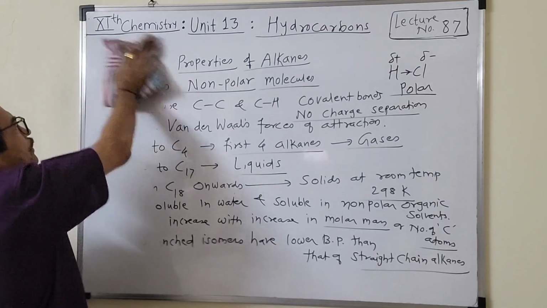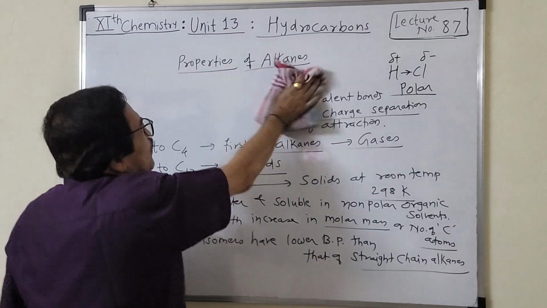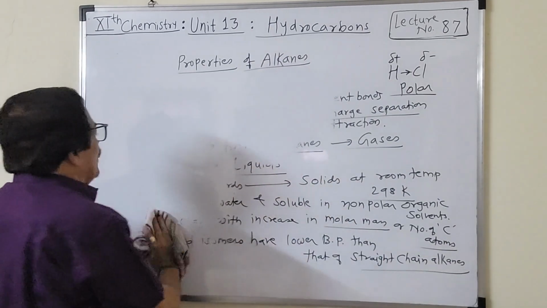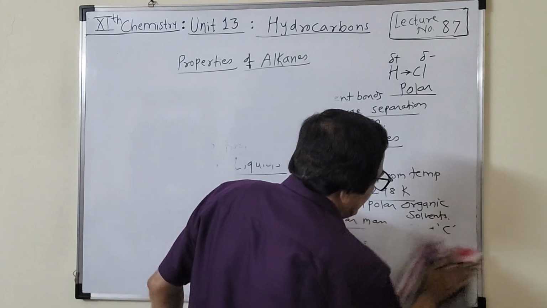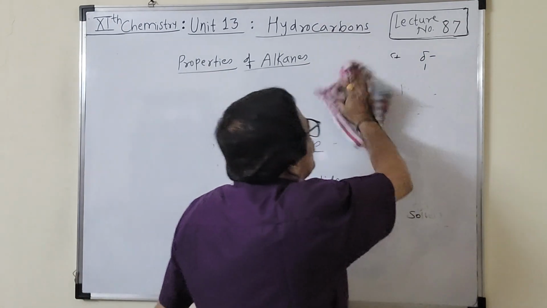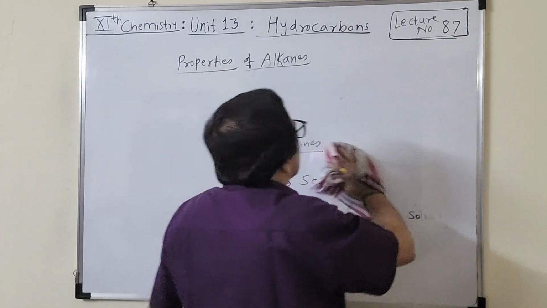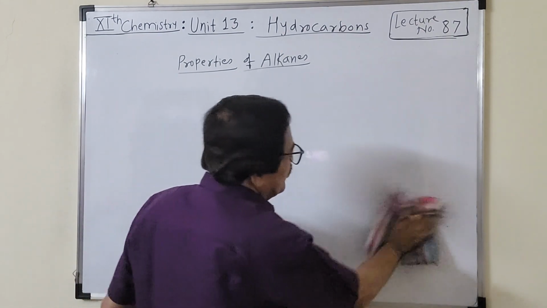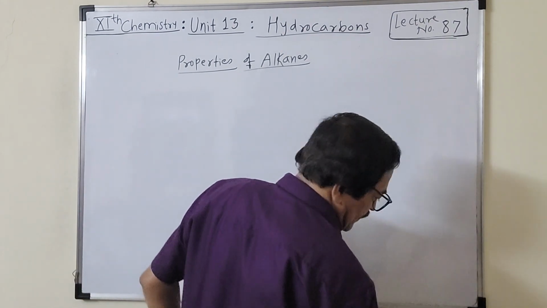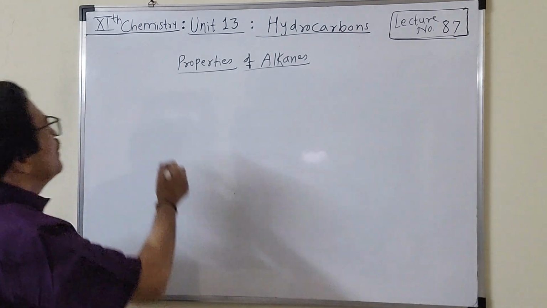Now chemical properties of alkanes we have to learn. Have you heard about another name of alkanes? Alkanes are rightly called paraffins. What do you mean by paraffins? What do they call paraffins? Para means little, affinity means attraction.